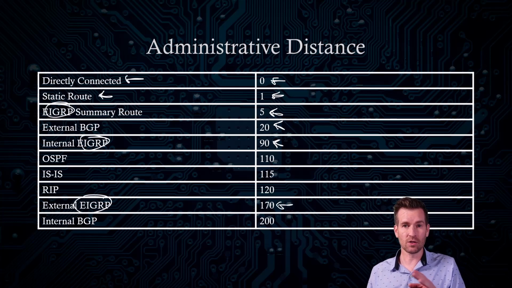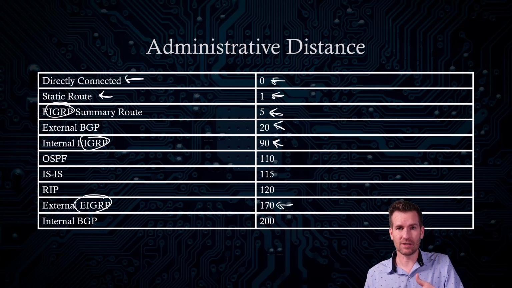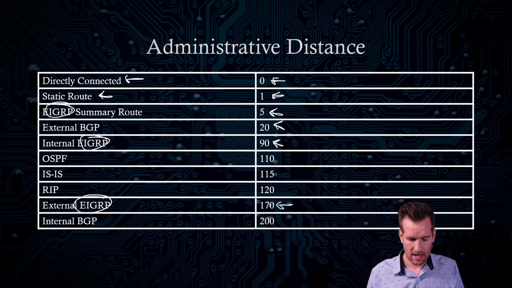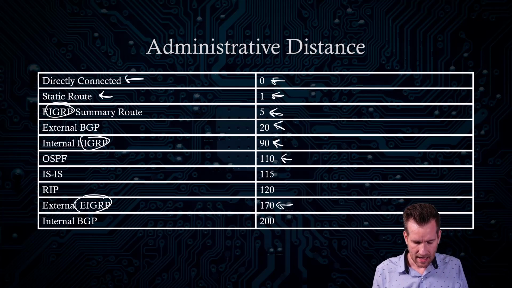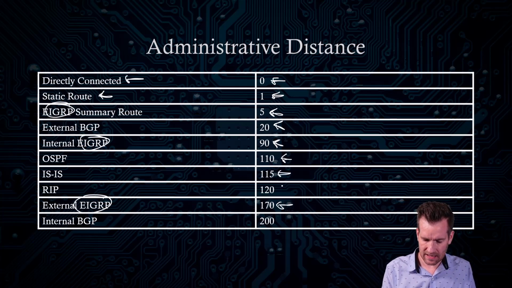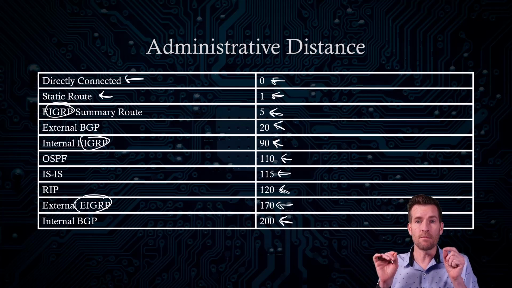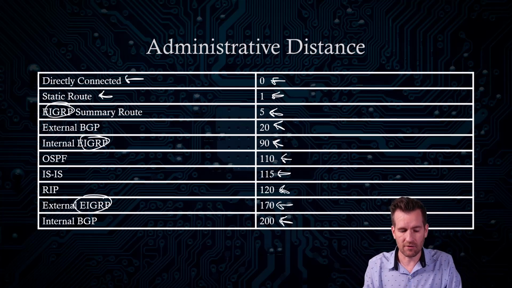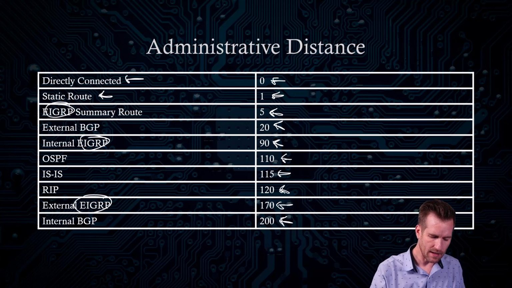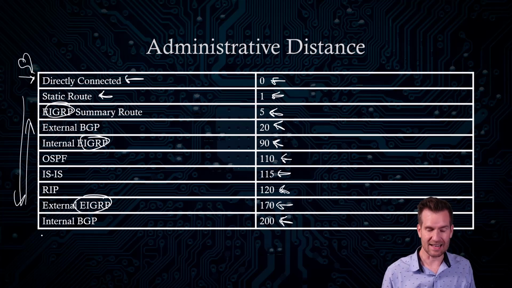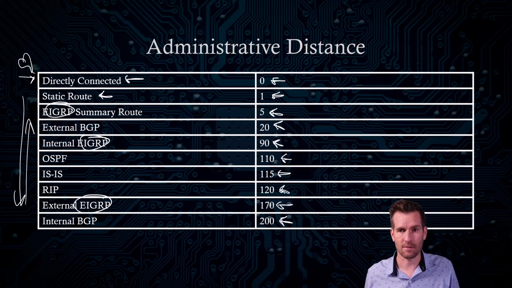That's because it can learn about EIGRP in a few different ways, and depending on how it learned it, it may favor it or not. OSPF is 110, ISIS is 115, RIP is 120, and internal BGP is 200. So we see a range from 0 to 200. Remember, the lower number is more favorable. So as we work up in this graph, it is more favorable towards the top. This is what we love up here, and it doesn't favor the ones towards the bottom of this graph.